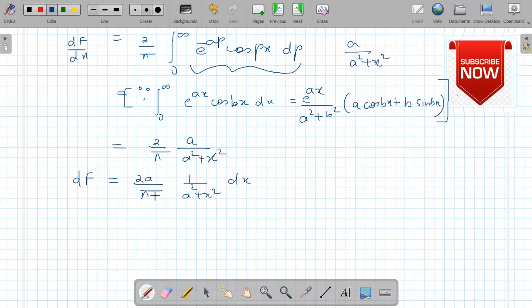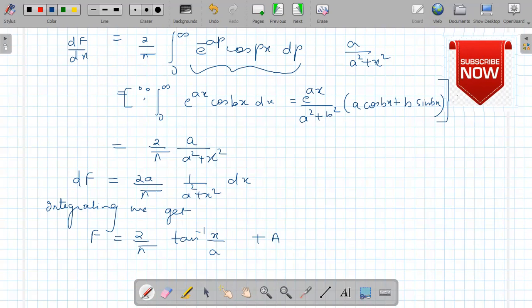Because it is a variable separable type differential equation, we can integrate it. We get f is equal to 2 upon pi, integration of this is 1 upon a tan inverse x upon a, and that a is cancelled with this, which will be tan inverse x upon a plus some constant. So we have to find this constant.